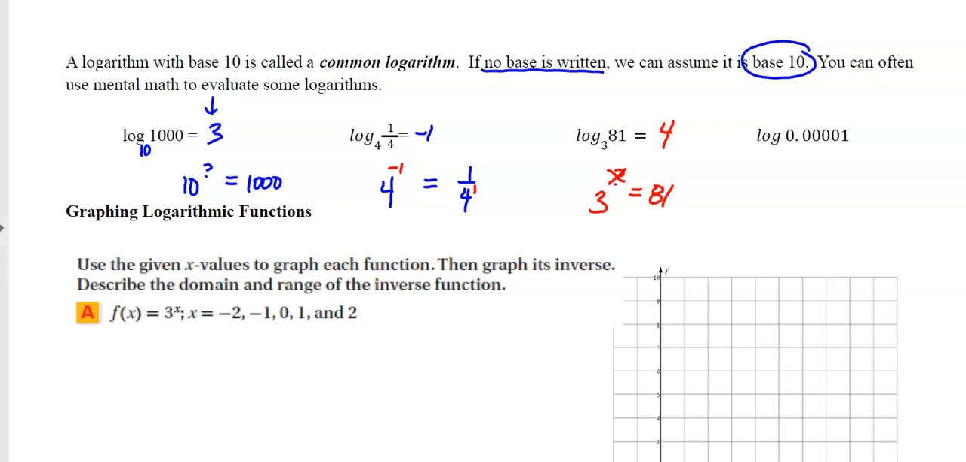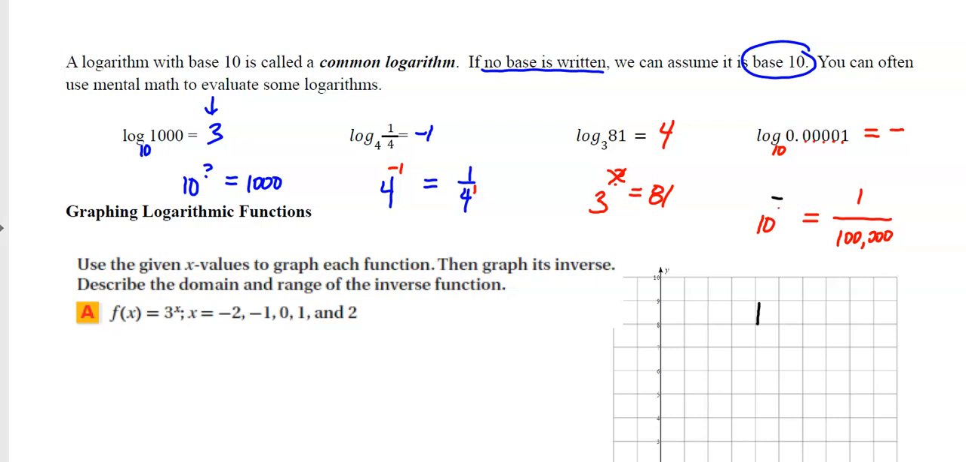Ooh, this one's a little tough. I don't see a base, so I know it's 10. And I'm asking, 10 to the what power is, well, I might want to write this as a fraction. This is tenths, hundredths, thousandths, 10,000ths. That's 1 over 100,000. So I know it's going to be a negative exponent, but what negative something?